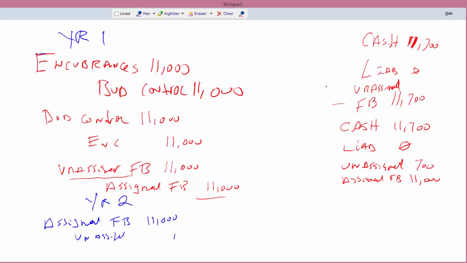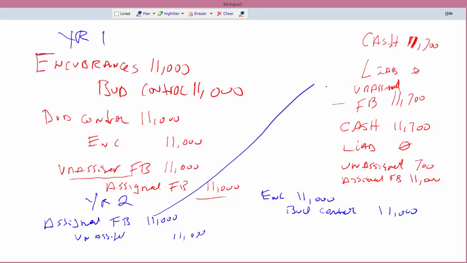Unassigned fund balance for 11,000. And I'm going to set the encumbrance back up. I'm going to debit the encumbrance for how much? 11,000? And credit the bud control for 11,000. Now, guys, I'm not going to rewrite the balance sheet. You're going to have to use your imagination a little bit.